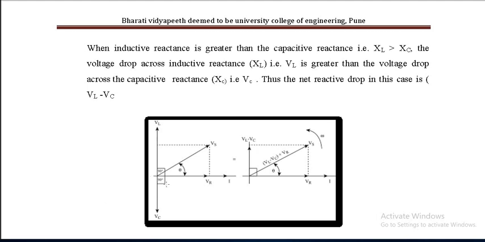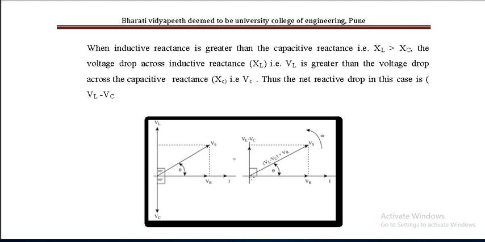Okay, so again, being an RLC series circuit, you have I as the reference phasor, and in the same phase you have VR. Now here you have VL and here you have VC. You can see VL's magnitude is greater than the magnitude of VC. So instead of having these two vectors, we draw only one vector, and that is VL minus VC.